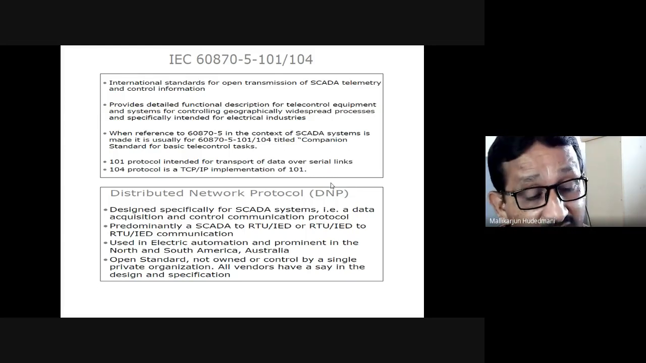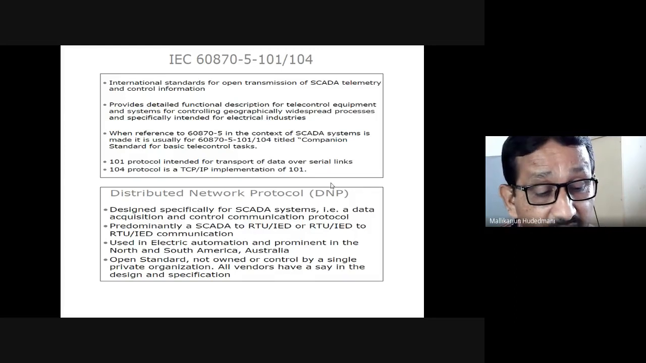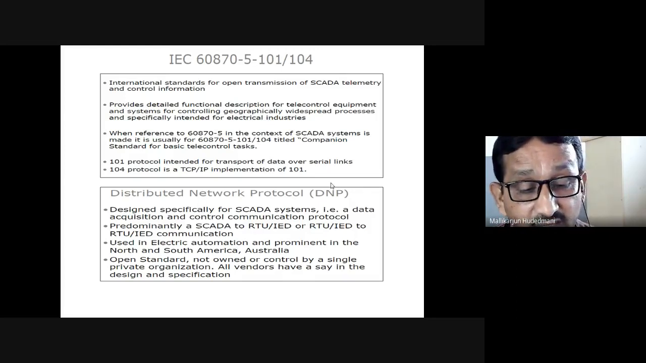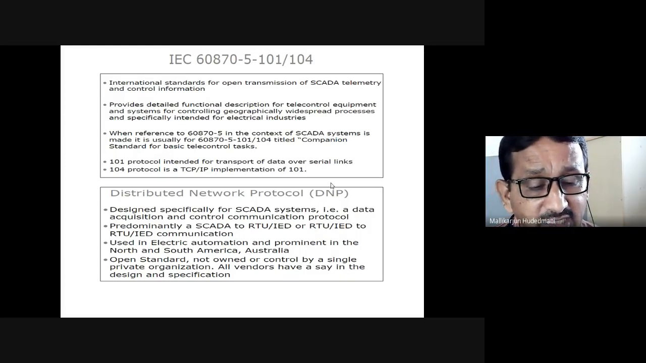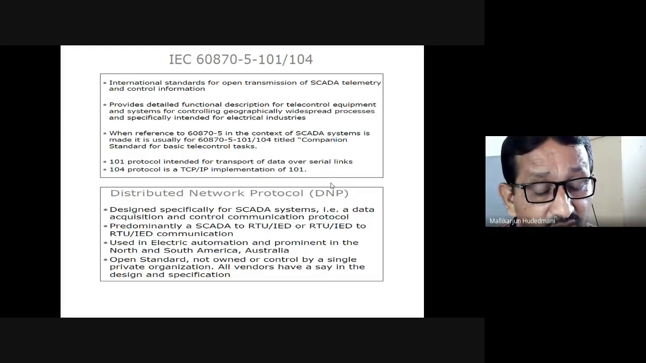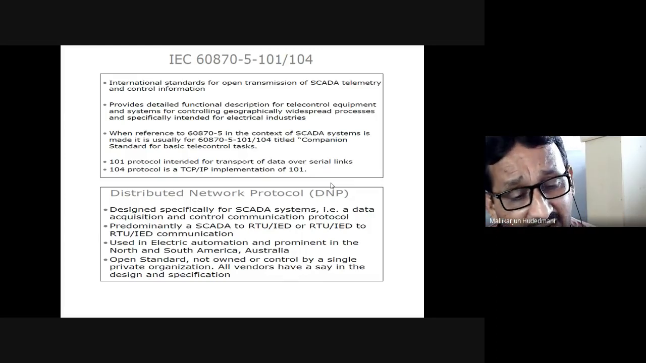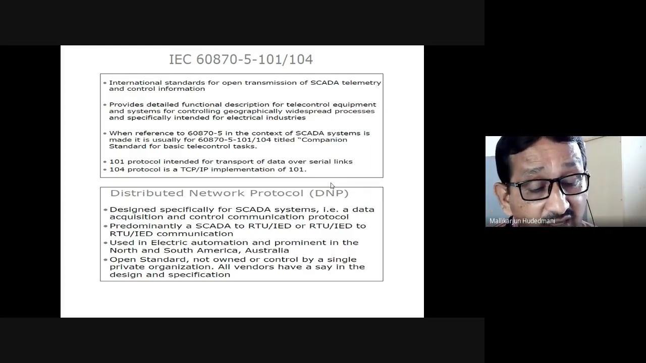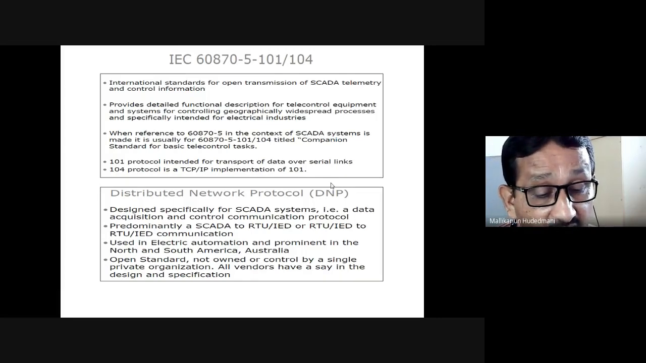Likewise, what was the DNP? DNP is basically defined for SCADA, Supervisory Control and Data Acquisition system. It is a data acquisition and control communication protocol, exclusively for collecting the information. So end devices must adhere to this knowledge. When I connect DNP compatible devices one to one in my requirement, each is able to exchange the information on a query, on a request. So predominantly SCADA to RTU.